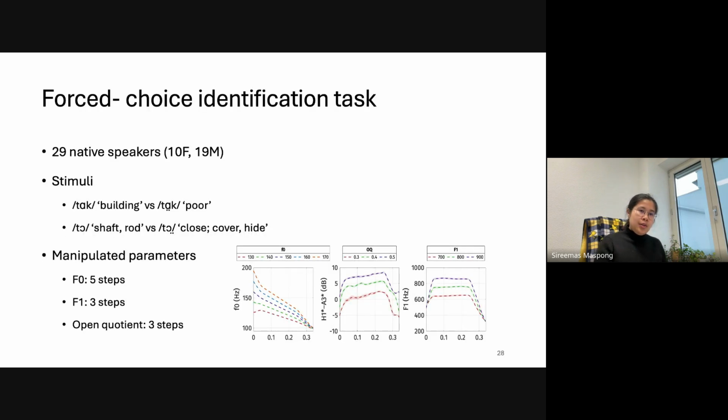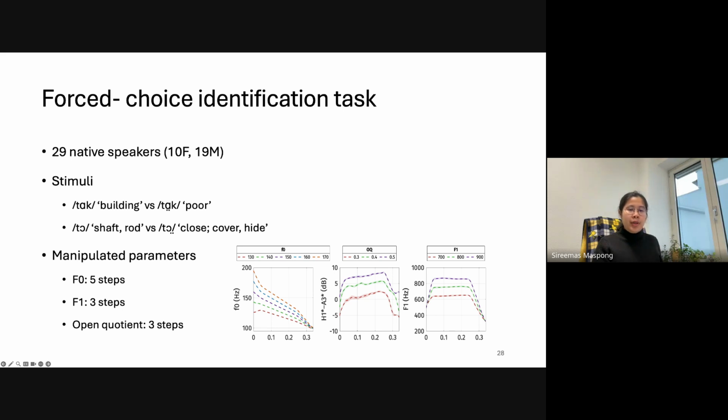We ran a forced choice identification task. We had participants listen to stimuli in which we manipulated different parameters in the signal, and asked them to say what the word means. We have 2 choices, as you can see here. We ran this study with 29 native speakers, and we asked them to choose between the 2 words, the word with the high register and the word with the low register. So we have 2 sets of stimuli.